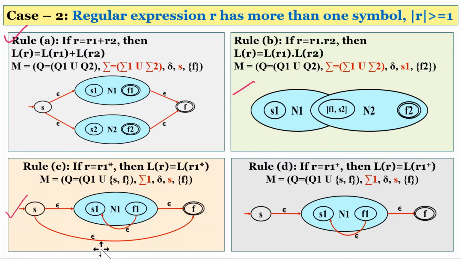So this is the move corresponding to this. Now for the positive closure, we have the same machine as this, rule number 3, just we have removed the initial empty move from the initial state to the final state, because we cannot be at final state being on the initial state.